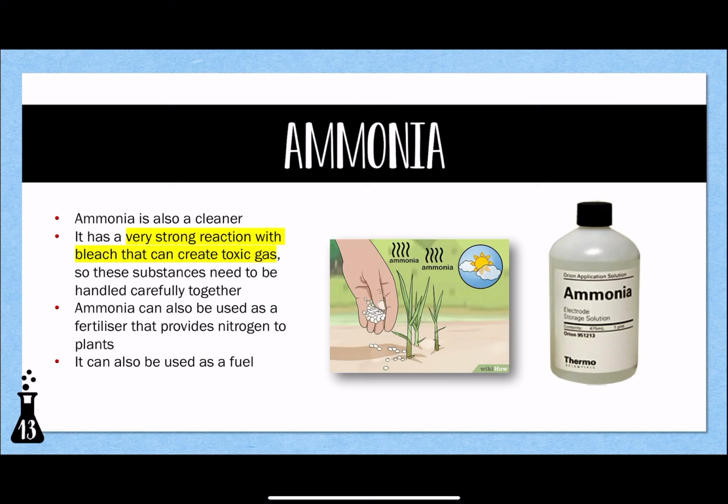Ammonia is also another cleaner. It has a strong reaction with bleach and it can actually create a toxic gas. Okay, so you need to handle ammonia very carefully, okay, especially with bleach, okay. Often we can also use ammonia as a fertilizer with plants because it helps provide nitrogen to plants, and they need nitrogen to grow.